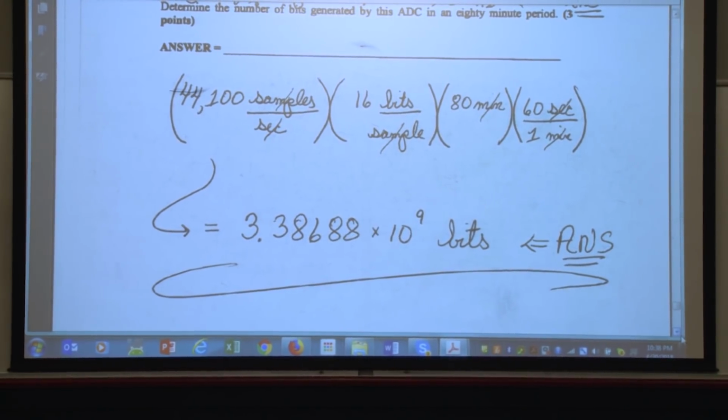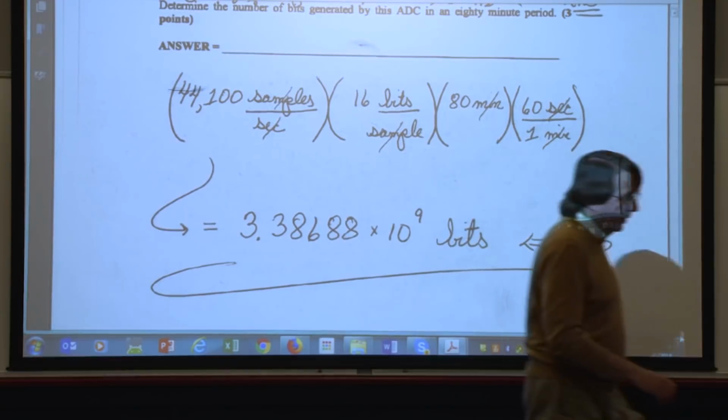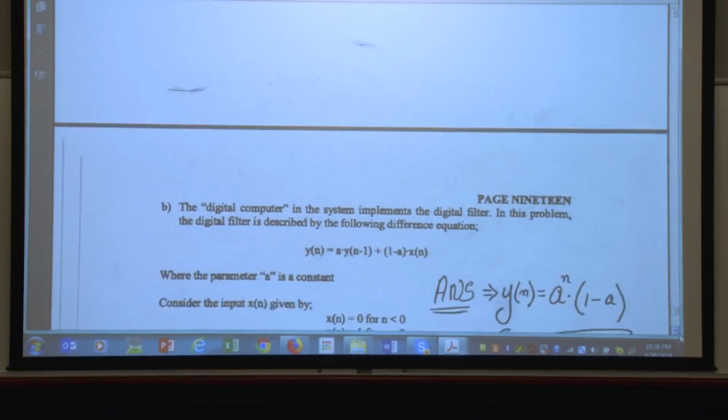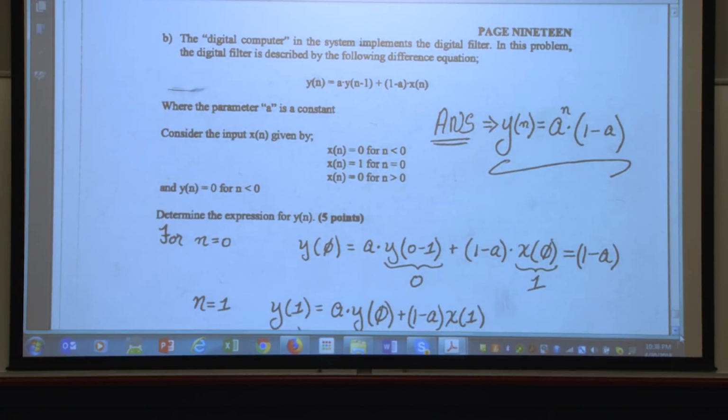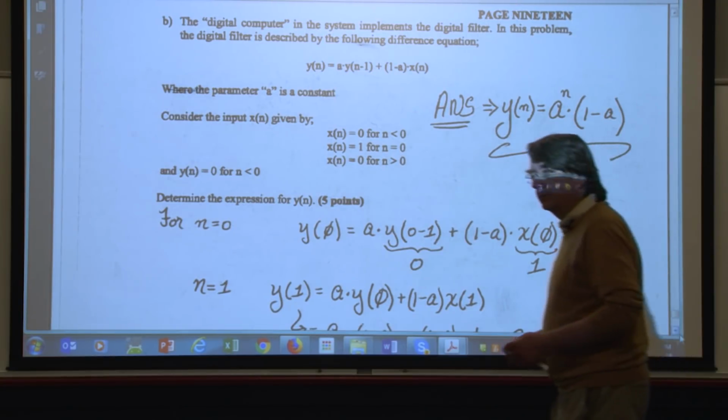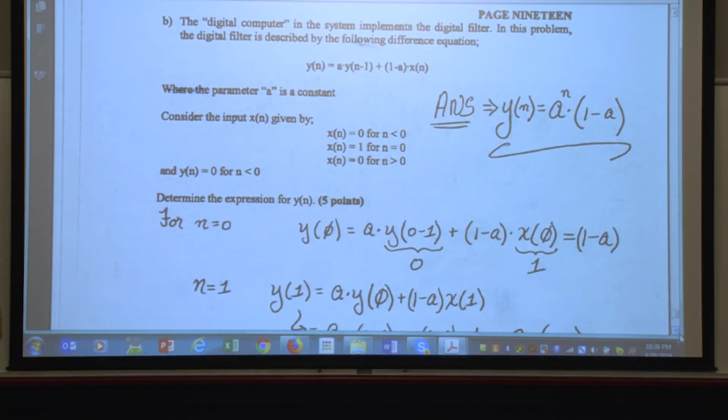All right. The last part, and this was the topic of our last lecture today. This is the equation for a filter that the digital processor is implementing. Now, I think this is different than the filter we had today. So I tell you that the digital processor implements this equation.